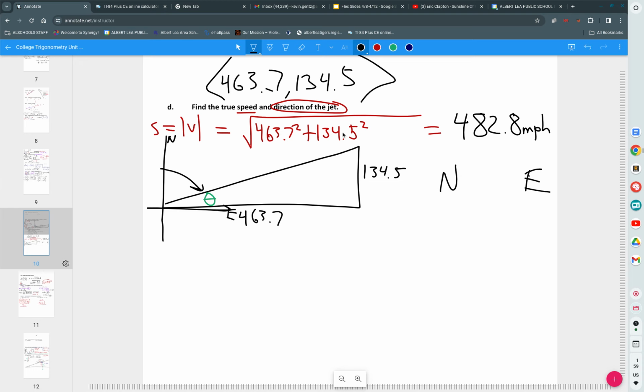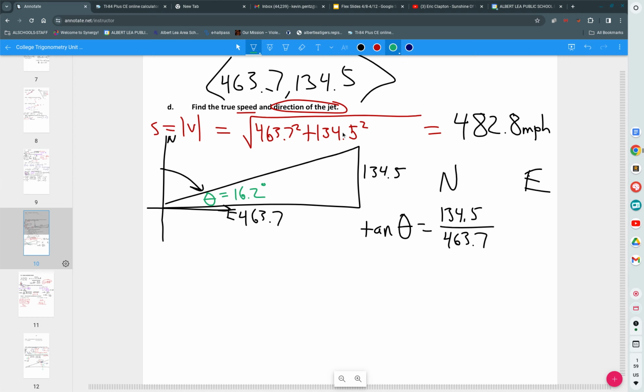And we can find that angle. It's not a big deal. We just do tangent of theta is equal to 134.5 divided by 463.7. Once we take the inverse, that's going to give us the green angle. Like 16, 17 degrees, something like that. 16.2. 16.2 degrees.